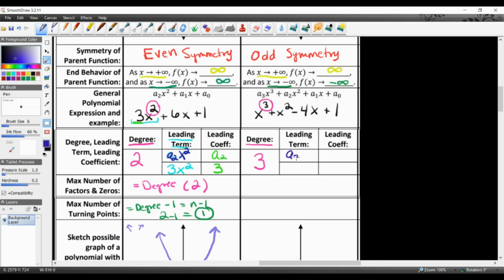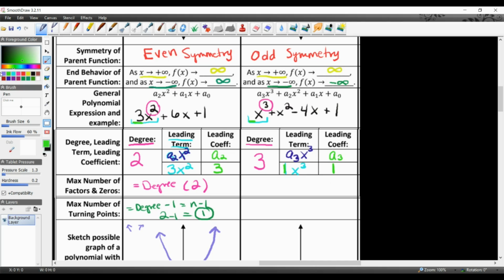So we're going to have a subscript 3, and then we have x cubed. And in this problem, this term right here is 1x cubed, or just x to the power of 3. We don't have to put that 1 necessarily, but if you do, it's not a big deal. You can put the 1 if you want to. Our leading coefficient then is going to be that 1 that we don't see. So it's this 1 right here. It's going to be a sub 3, and in this case, a sub 3 is just 1.